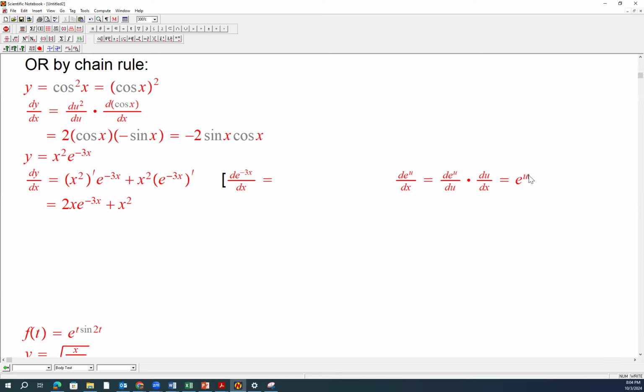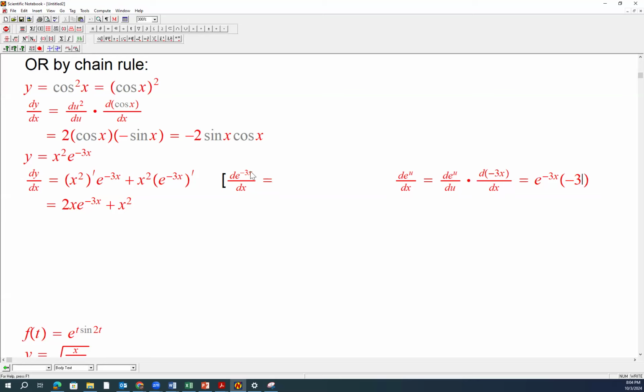And of course, that's e to the power negative 3x. And then we're going to differentiate u, which is negative 3x. The derivative of negative 3x is negative 3. All right, so that's how you do it.